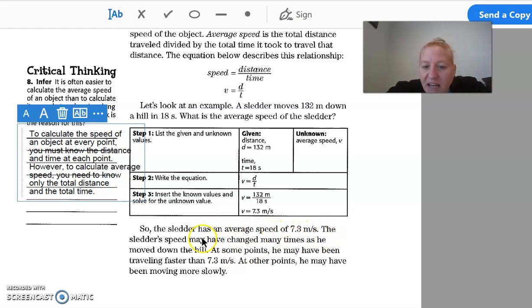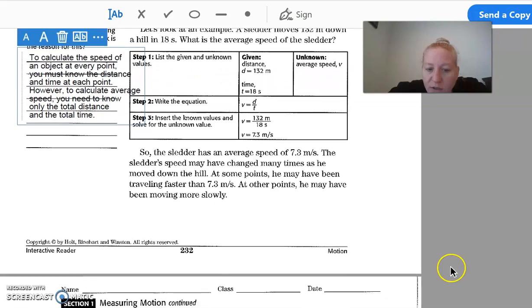The sledder's speed may have changed many times as he moved down the hill. At some point, he may have been traveling faster than 7.3 meters per second. At other points, he may have been moving more slowly.